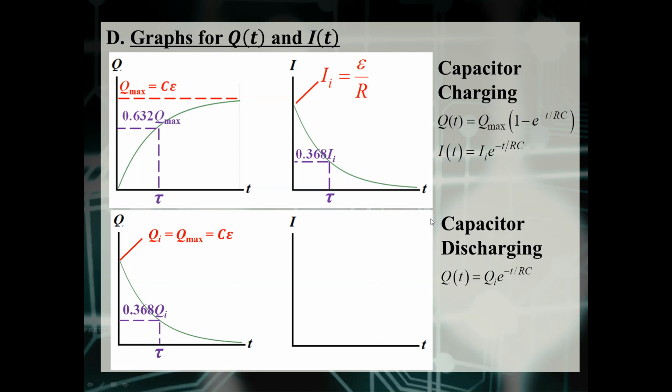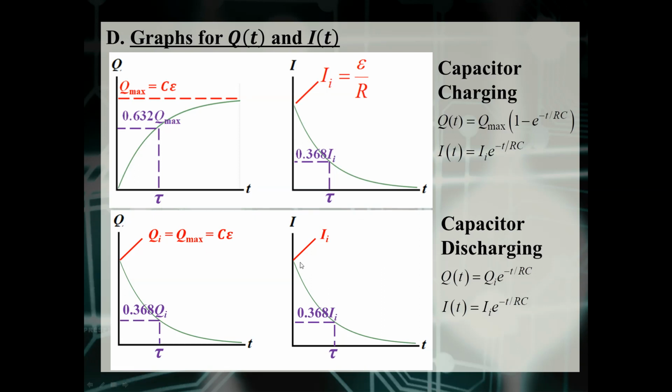Current as a function of time also has this shape. So I of t is equal to I_i e to the negative t over RC, so it's also going to have that exponential decay shape. The initial current is I subscript i. Both these graphs have the exact same format, so the time constant will represent the time required for you to only have 36.8% of the original starting current when the discharge began.